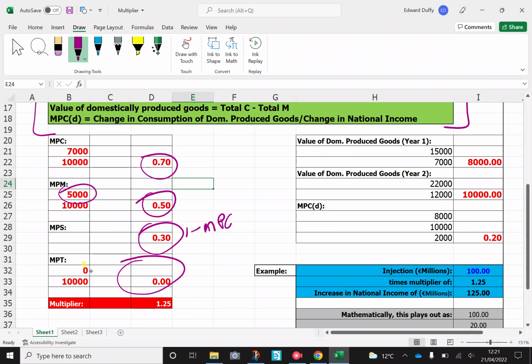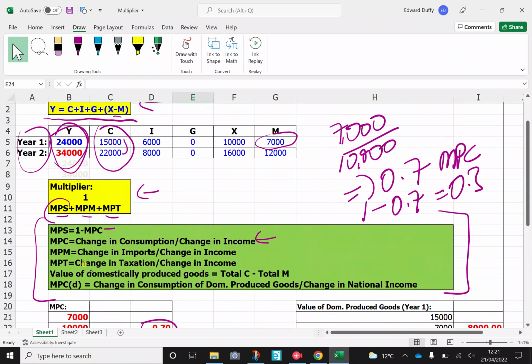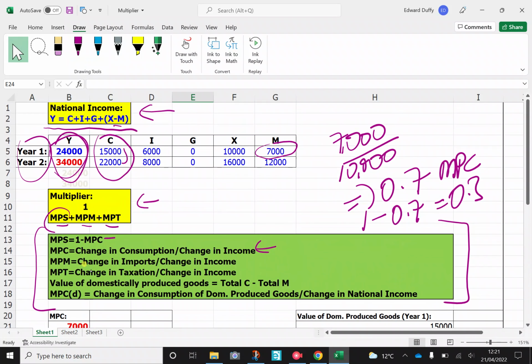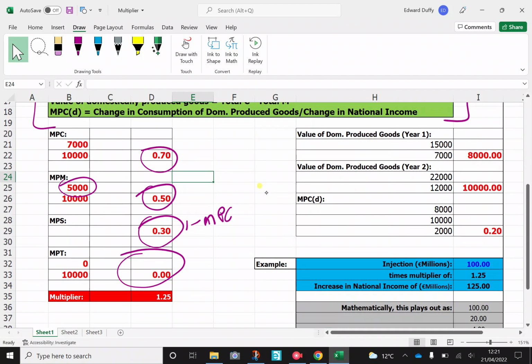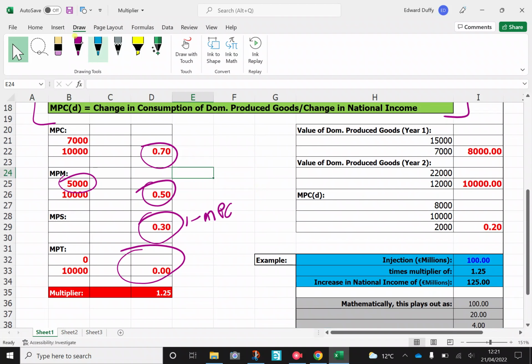And then taxation is rarely included in these calculations, but if it were, the formula is the exact same. It's just the change in that thing over the change in income. So taxation would be here, so it would be the change in that over the change in income. So in this case, over whatever it was, it would be over 10,000, and then we would just calculate it based on that. So with this information then, we're able to calculate the multiplier.